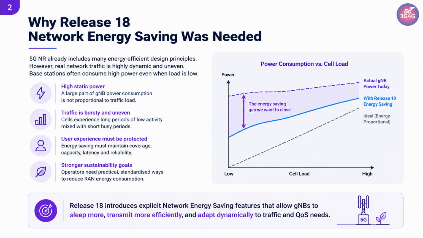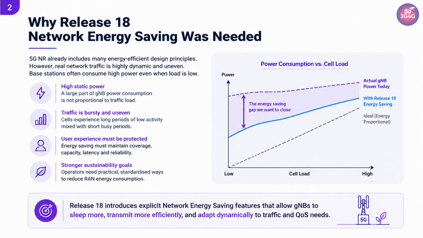Before looking at the features, let us start with why Release 18 network energy saving was needed. 5G NR already includes several energy efficient design principles. It has leaner signaling than LTE, flexible bandwidth use, DRX, carrier management, and support for advanced antenna techniques. But real networks are not perfectly energy proportional.